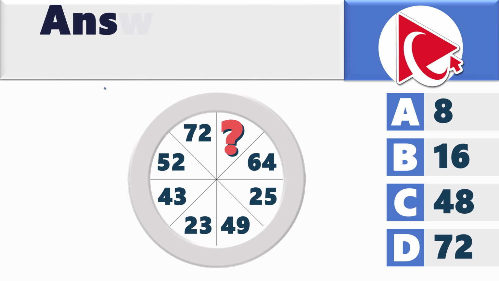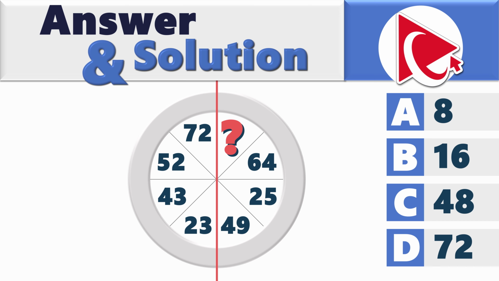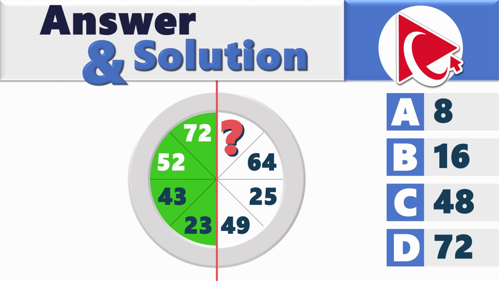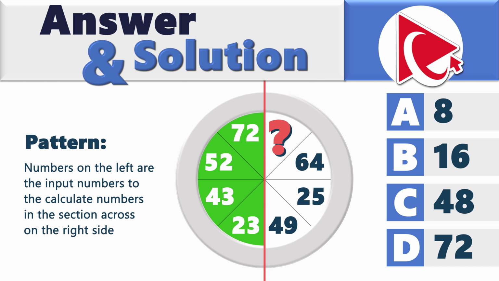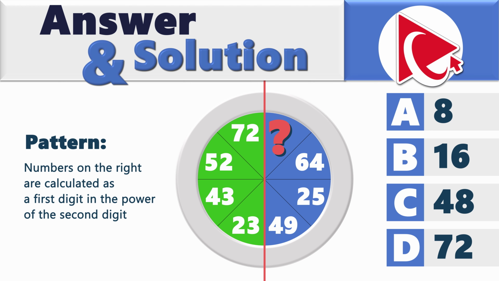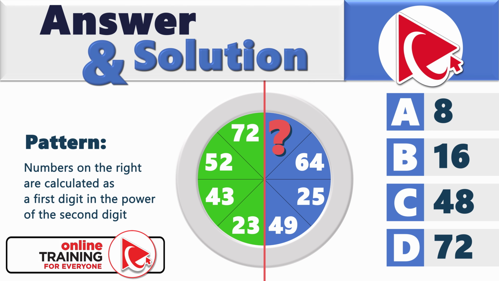To solve this challenge, let's draw a vertical line in the middle of the circle. You have numbers on the left, 72, 52, 43, and 23. And as you might have guessed, numbers on the left are the input numbers to calculate numbers in the section across on the right side. And numbers on the right are calculated as the first digit to the power of the second digit.